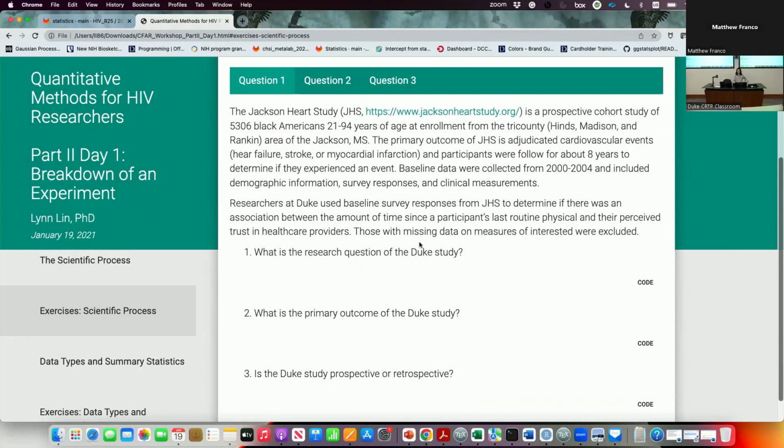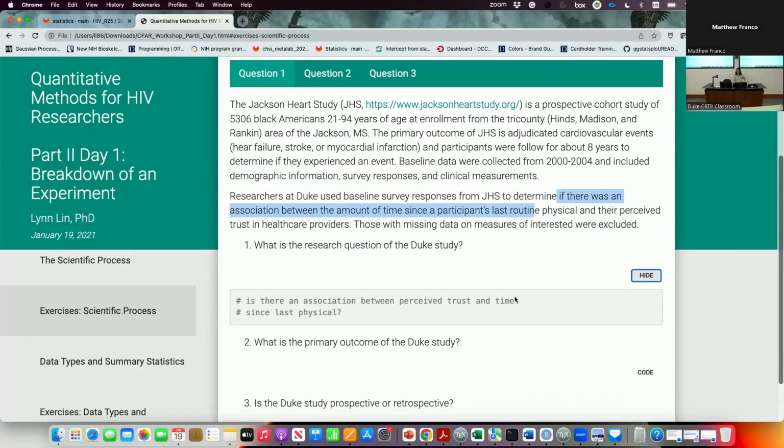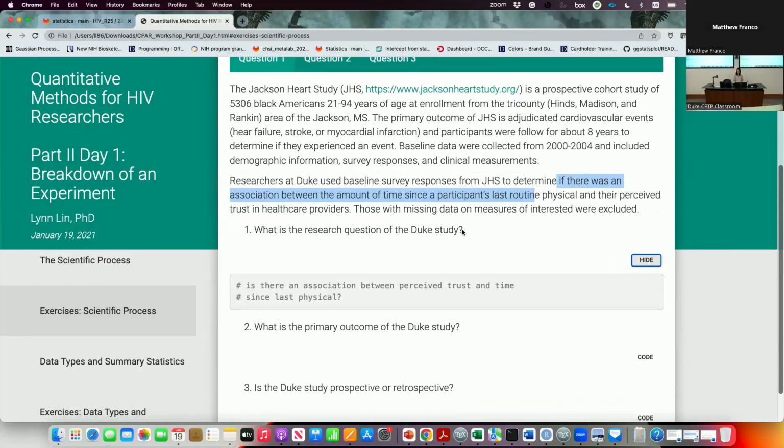Okay, so what's the research question for the Duke study? Is there an association between the amount of time and the... Yes, right. So this is actually their research question, right? They want to determine if there is any association between the amount of time since the participants' last routine physical and their perceived trust in healthcare providers.